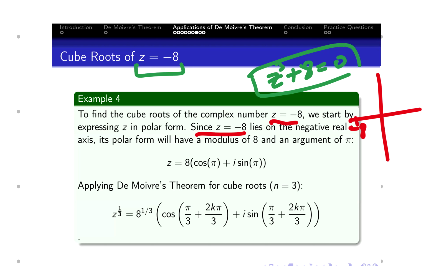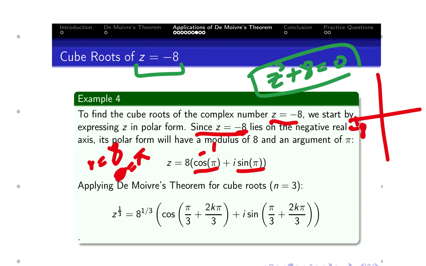And since this is negative, the argument theta is going to be pi. The reason for that is that cos pi is -1 and sin pi is 0. So if you have 8 times -1, you have -8, and the i sine part is just 0. So this is exactly the same thing as -8. Very important.